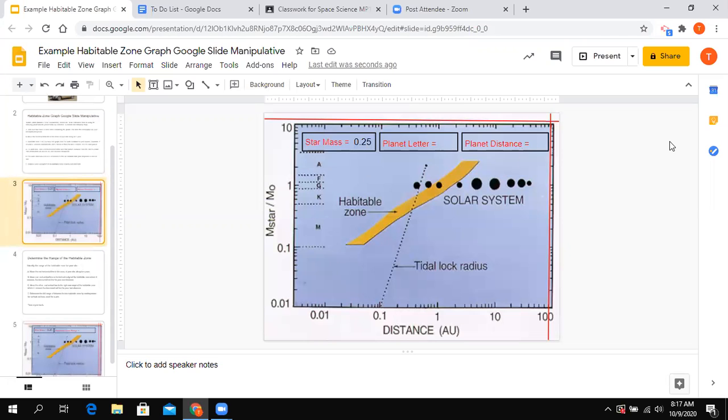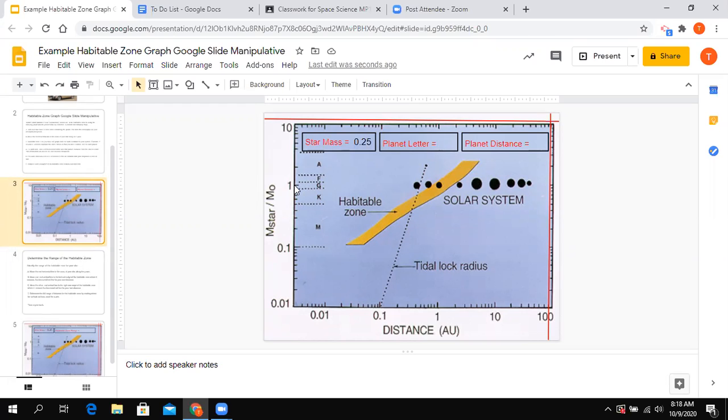All right, so the scale on the x and y-axis of this graph is different from scales that you probably normally see. This is a logarithmic scale. You're probably used to looking at graphs with a scale that's uniform along the axis. For instance, each tick mark would be the same amount of distance, like one astronomical unit, but that's not the way this one's set up. Each star mass tick mark would be maybe one sun mass, but that's not how this is set up.